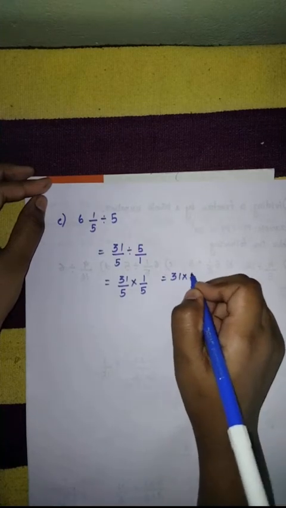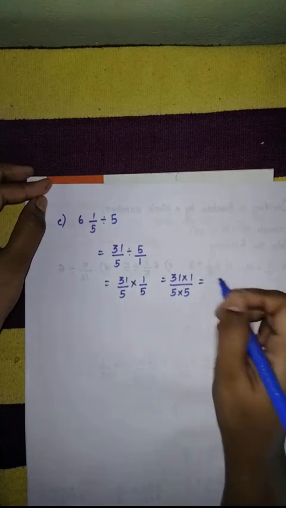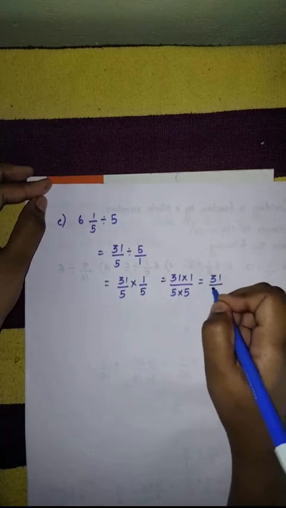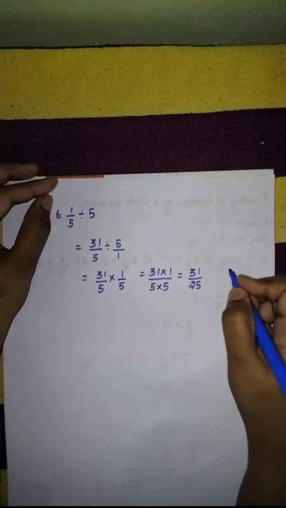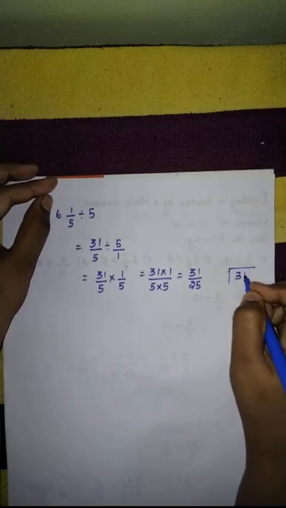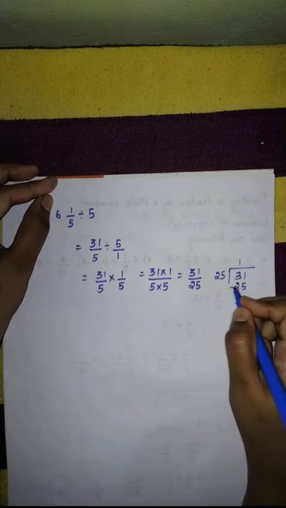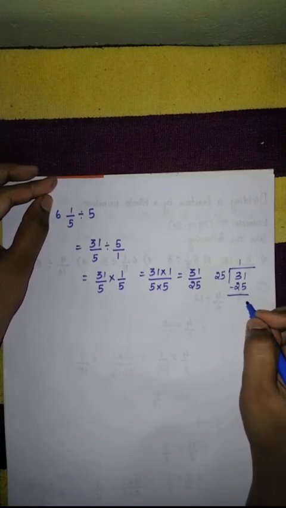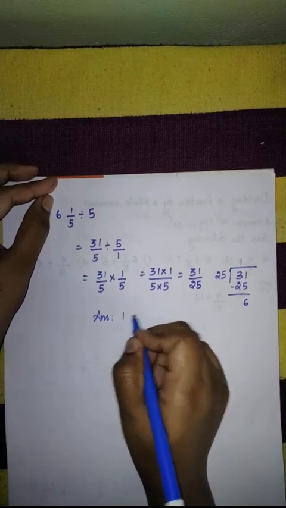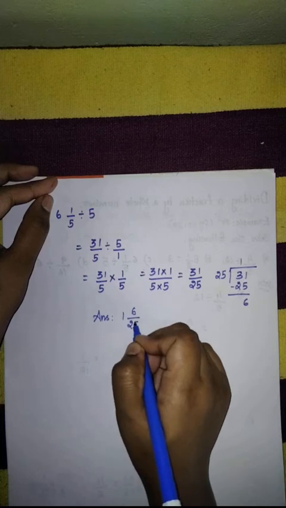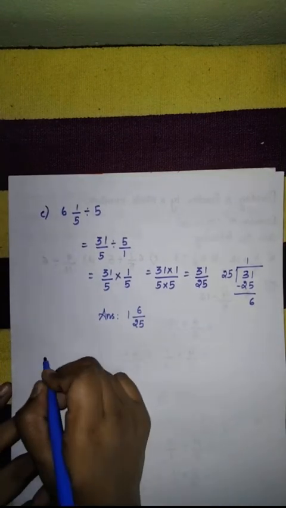So 31 into 1 divided by 5 into 5. No common factor, so multiply and write. 31 divided by 25. Still it is in the form of an improper fraction, so convert it into a mixed fraction. 31, 1 times 25, when you are subtracting, your answer is 6. So the answer is 1 6/25. Clear? So then the last question.